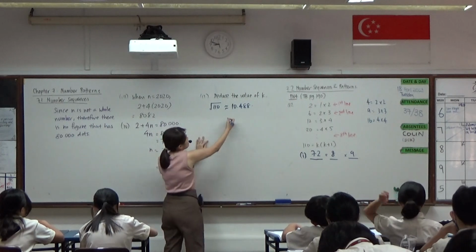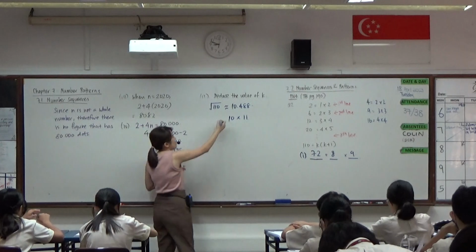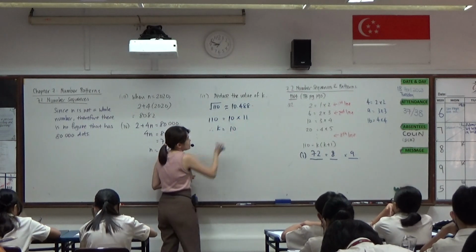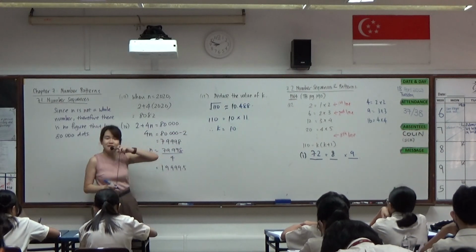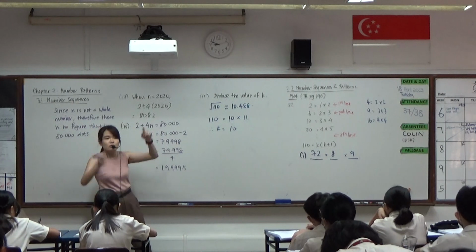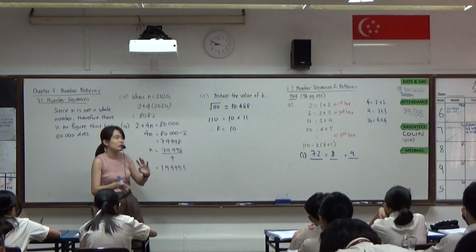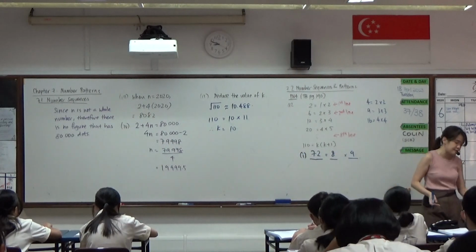Then I check that 10 times 11 does give us 110. Therefore, your k value must be equal to 10. So this will actually be faster for us to determine rather than doing all your trial and error to see what times what will give us 110, because the two numbers must be consecutive.